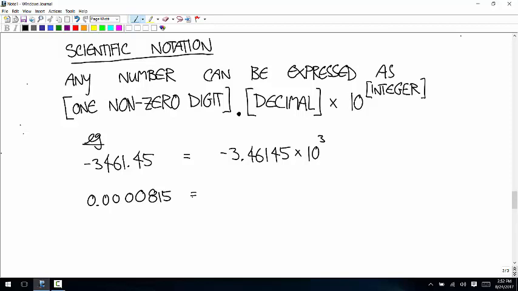The exponent? Yes, that's right. And I'll give a method for that. Okay, so this is equal, 1, 2, 3, 4, 5. This is equal to 8.15 times 10 to the minus 5.